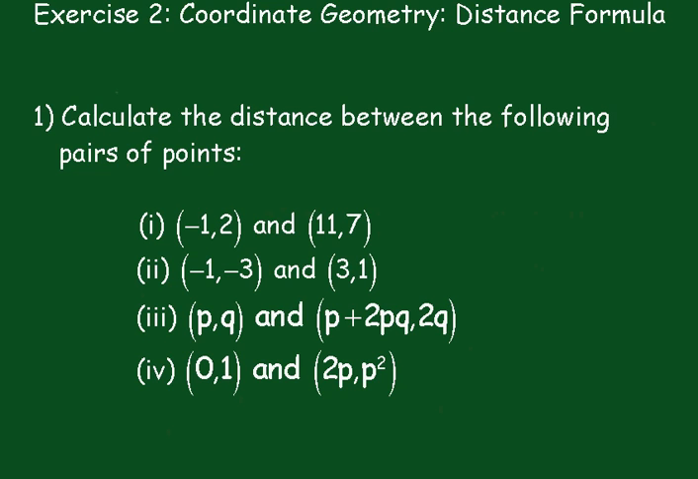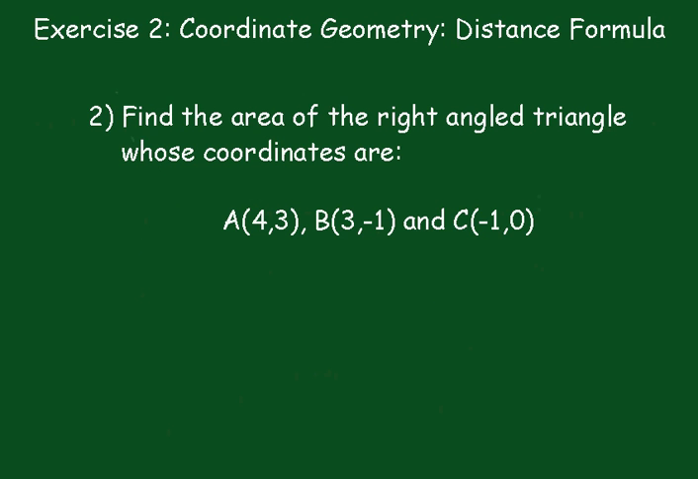Exercise 2, Coordinate Geometry, Distance Formula. In part 1, calculate the distance between the following pairs of points, as indicated there. Now in part 2, find the area of the right-angled triangle whose coordinates are A (4, 3), B (3, -1), and C (-1, 0).